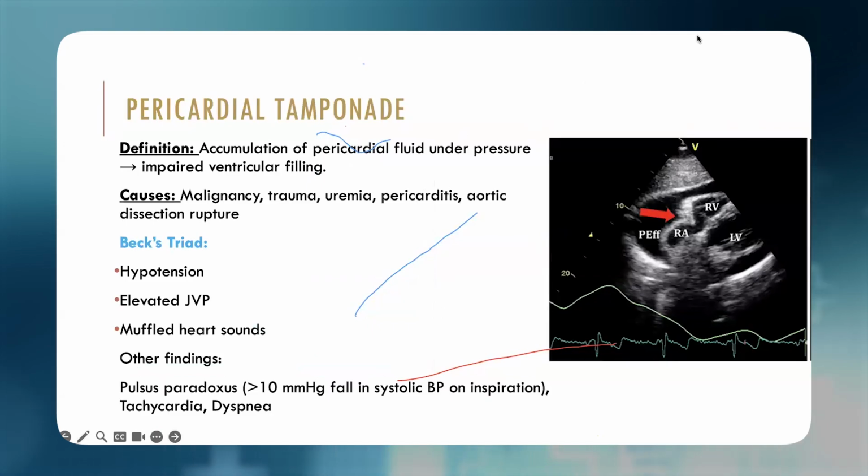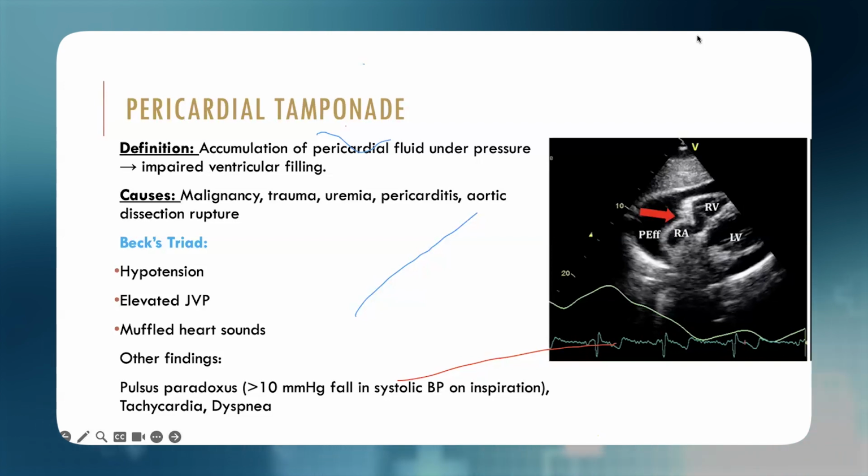So, this fluid can be anything. It can be effusion, it can be hemopericardium, it can be pneumopericardium, air in the pericardial sac. Anything that impairs the ventricular filling due to presence of a fluid in the pericardial cavity, which is under pressure. Causes are malignancy, trauma, uremia, pericarditis, and aortic dissection and rupture.